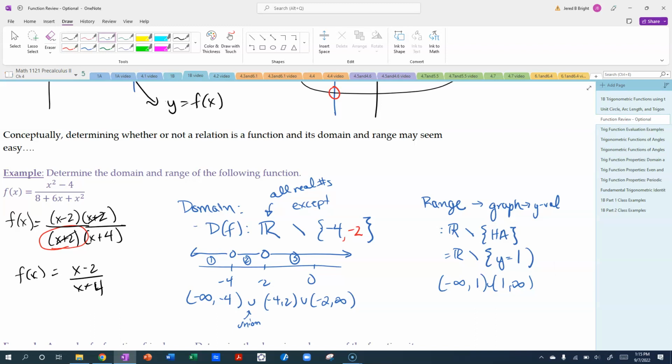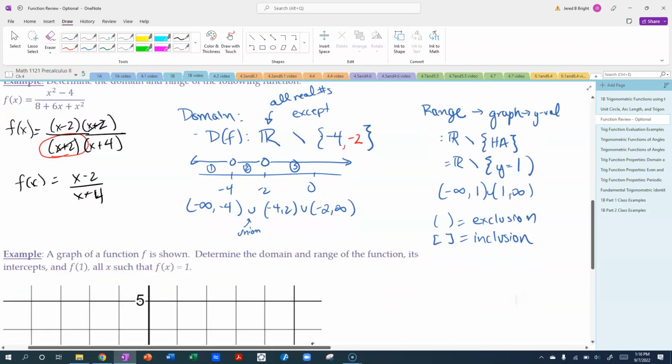Okay, and so just a reminder that we use parentheses to indicate inclusion and brackets. Sorry, I have that reversed. Parentheses indicate exclusion, and brackets or square brackets indicate inclusion. So parentheses, exclusion, square brackets, inclusion.